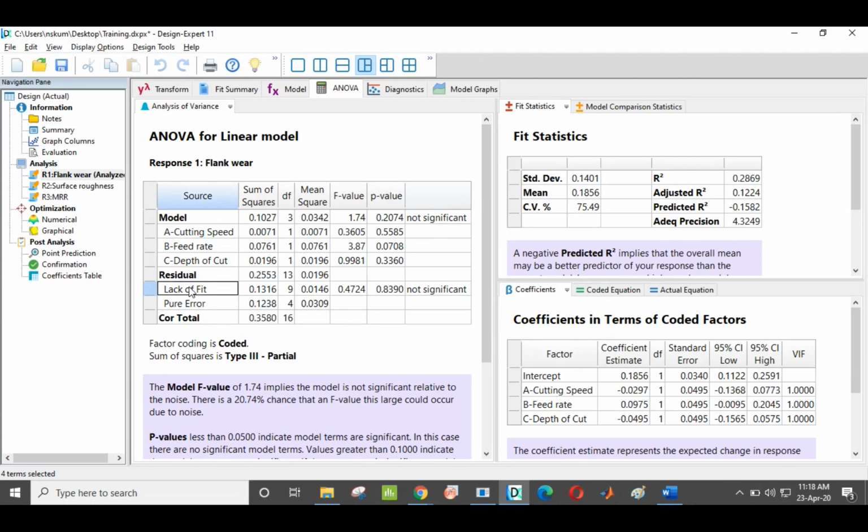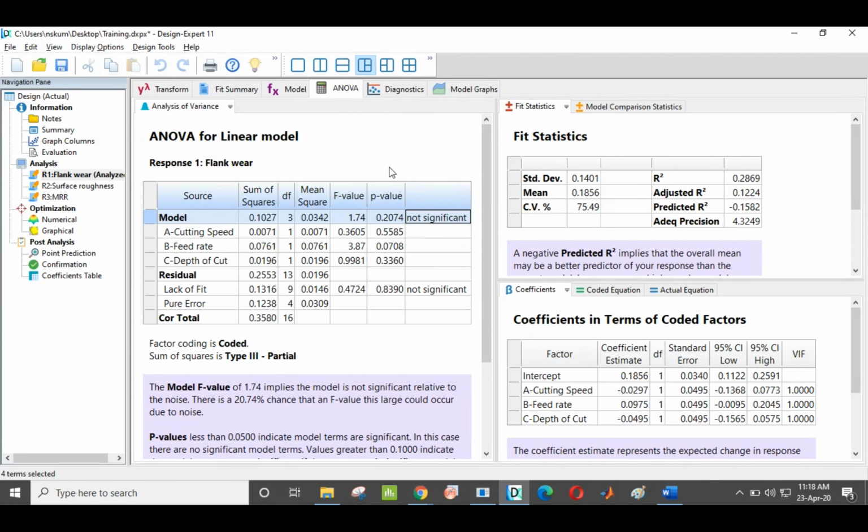Here comes the next one, the lack of fit. The lack of fit should always be non-significant. The model should always be significant, but lack of fit means there is some problem in the fit, so it should always be non-significant. If it is significant, then a perfect model is not possible. How am I going to tell whether the model is significant or not?